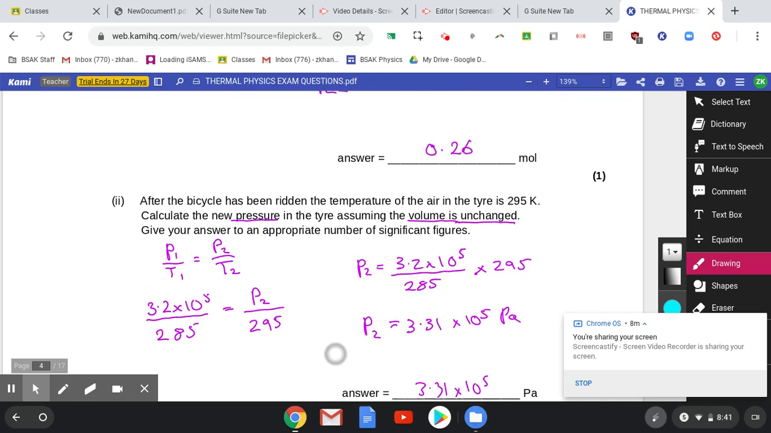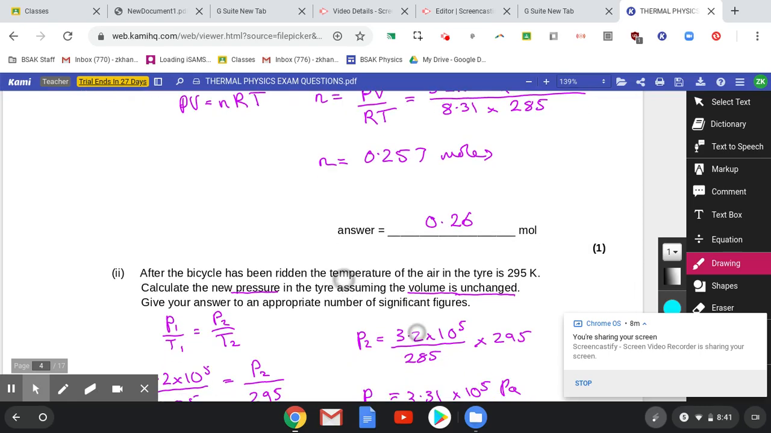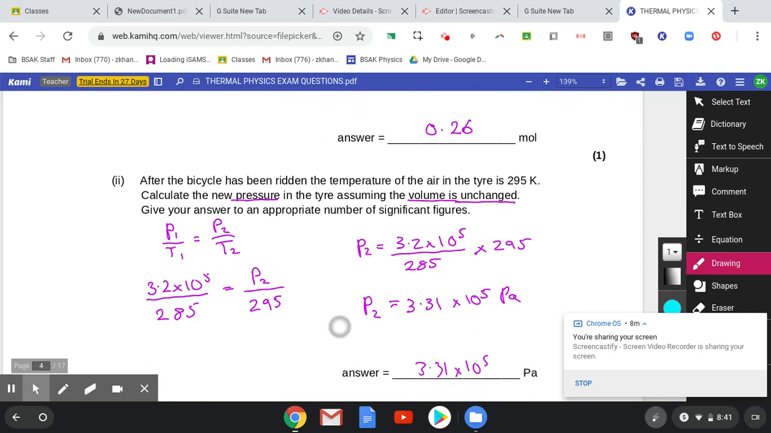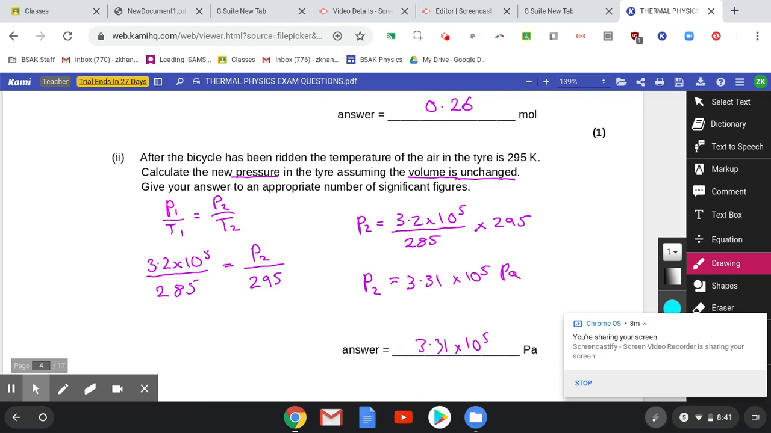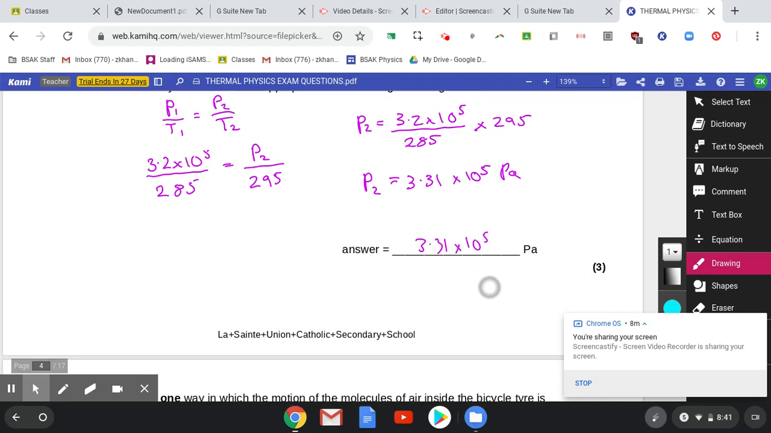You could have put all these numbers in, but they would have cancelled out. So rearranging, and that gives you a pressure of 3.31 times 10 to the 5 pascals.